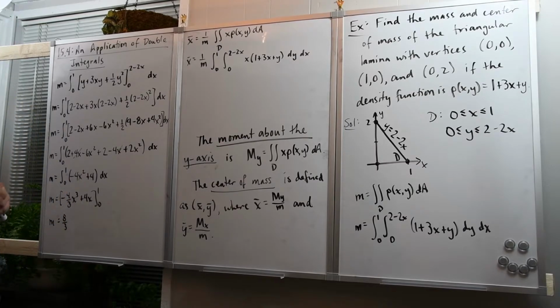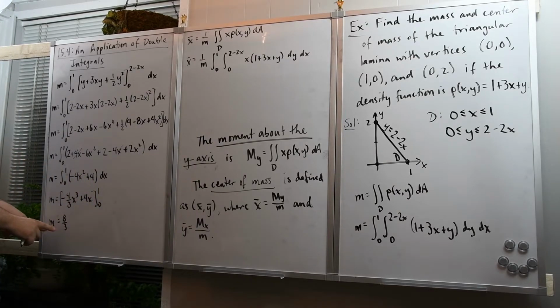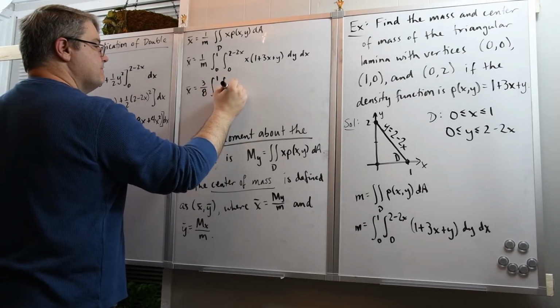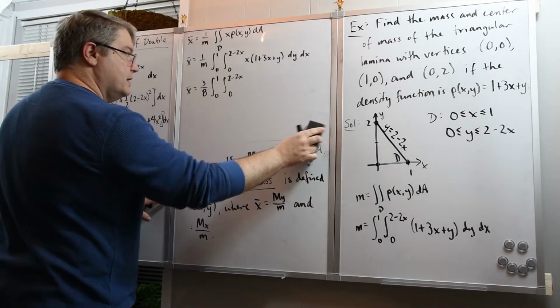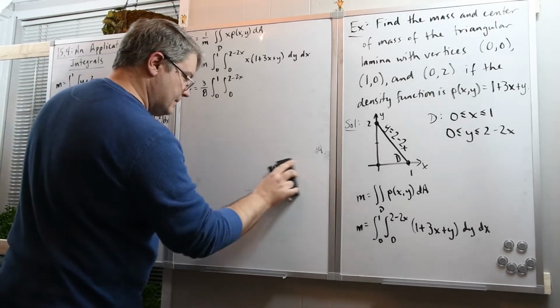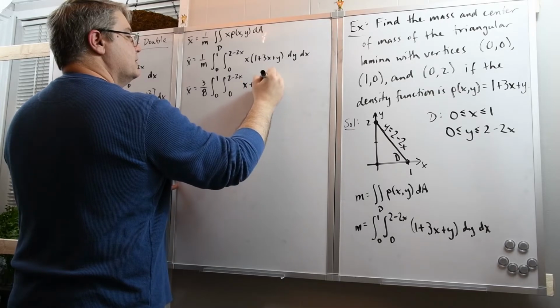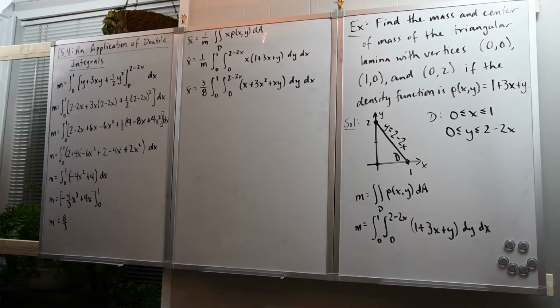Now, one other thing to consider here is that we're not going to have to keep writing this as 1 over m. We already know what m is. So if you think about what 1 over m is, you're just taking the reciprocal of this. So 3/8 will be the same thing as this 1 over m. We multiply through x times 1 plus 3x plus y. And what we see here is that we get x plus 3x squared plus xy. That'll get integrated with respect to y, and then whatever result we get from that will get integrated with respect to x.